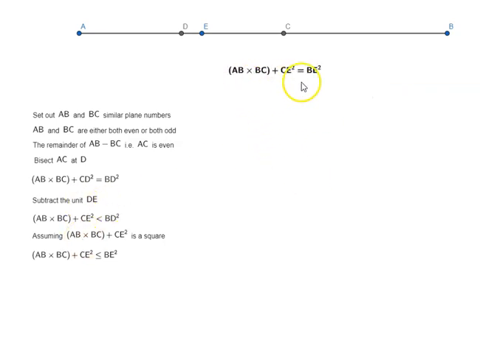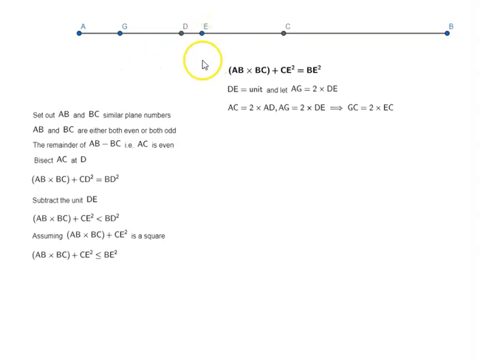Let's take the first case where it is equal to BE square. AB by BC plus CE square equal to BE square. And remember, AB by BC is a square. If we take up that particular case, BE we know is a unit. Now let's have AG equal to 2 times AD. So AC is equal to 2 times AD because D is the midpoint. AG is equal to 2 times DE.